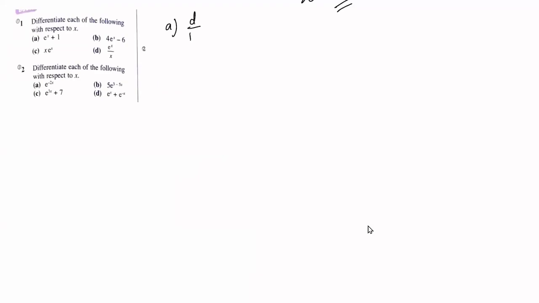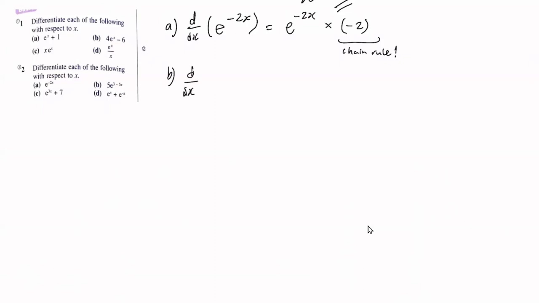So this time we've got e power negative 2x. The derivative is e power negative 2x times, chain rule, times negative 2. Negative 2, exactly. Yeah, that's it. Easy, right? Yes, e power x is the easiest one already. Yes, of course. So easy.